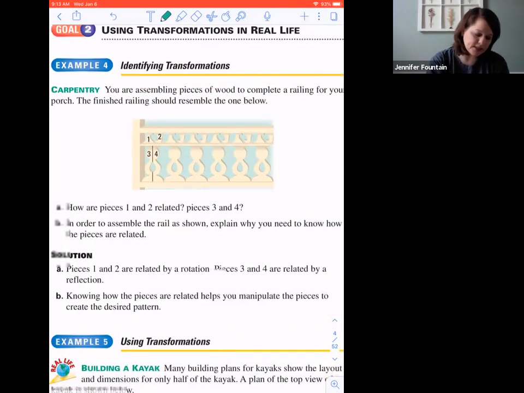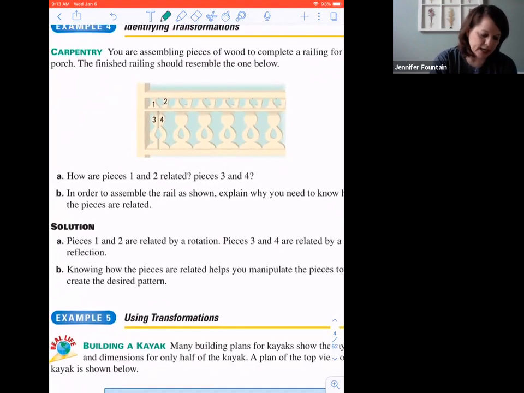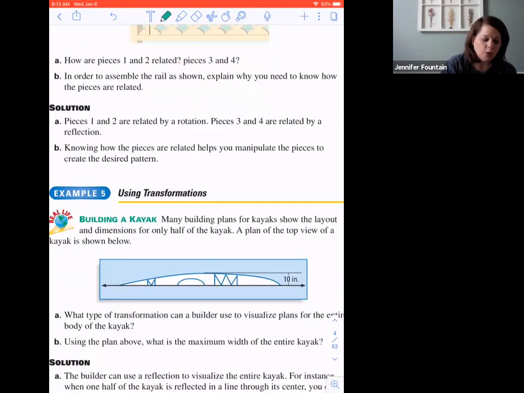So it says, in order to assemble the rail as shown, explain why you need to know how the pieces are related. Knowing the relation of the pieces will help you make sure that you've got the railing straight. So when we have those rotations and reflections, we want to make sure that each part is exactly the same measure, because you don't want it to be out of whack, okay? So that's a real life example, using carpentry.